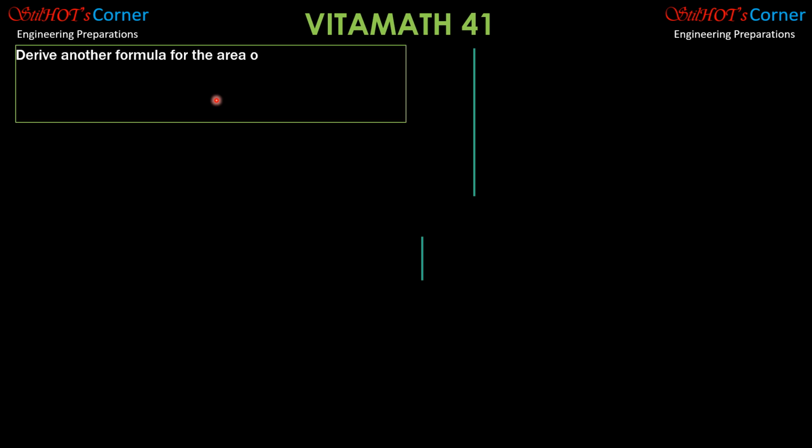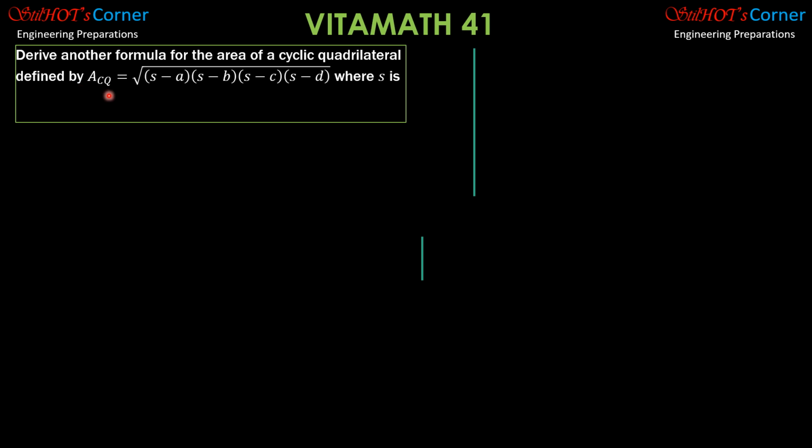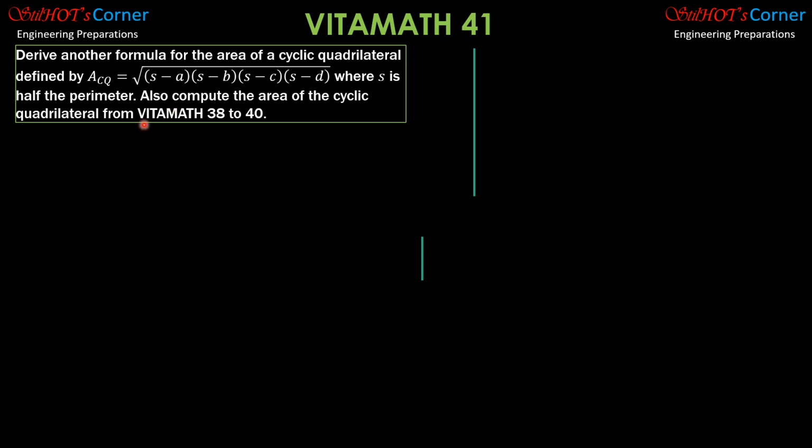Derive another formula for the area of a cyclic quadrilateral defined by: area of cyclic quadrilateral equals square root of quantity (s minus a)(s minus b)(s minus c)(s minus d), where s is half the perimeter and a, b, c, and d are the sides. Also compute the area of the cyclic quadrilateral from the Vitamath 38 to 40 problem, and we'll apply this formula.